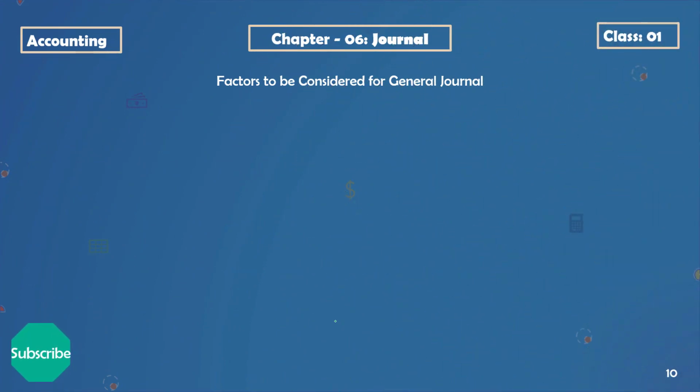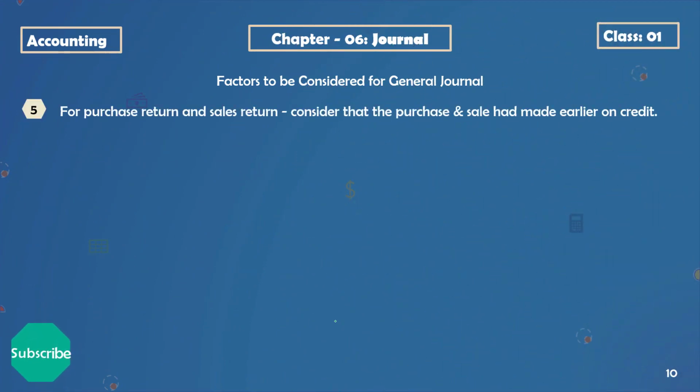Factor number 5, for purchase return and sales return. Now this is time for starting or learning journal entries regarding purchase return and sales return. Purchase return means you purchased goods some time ago, and now you are returning those goods because of some reasons. Either it is low quality or not according to your expectation.